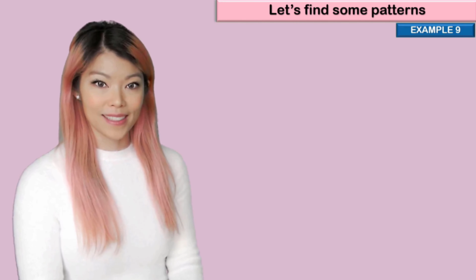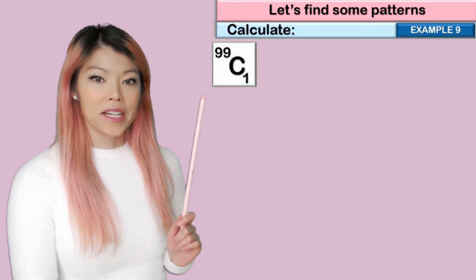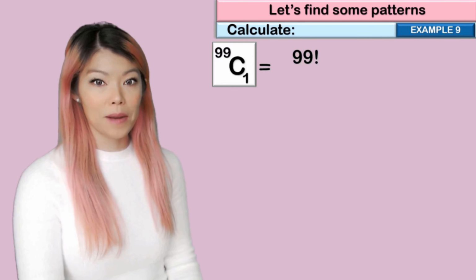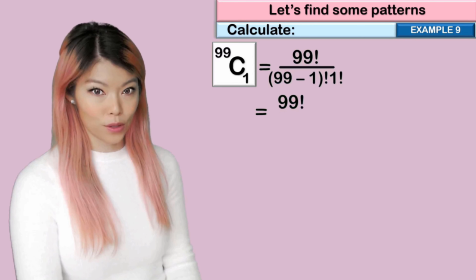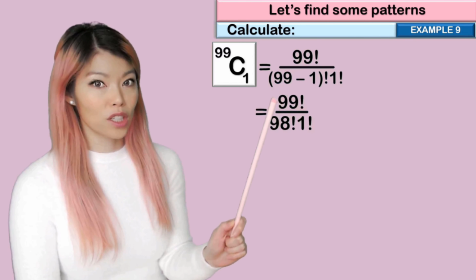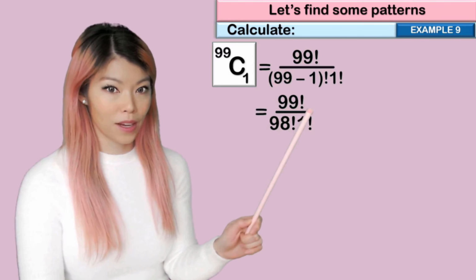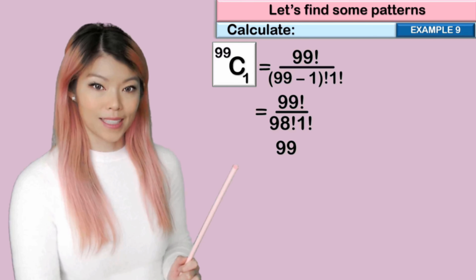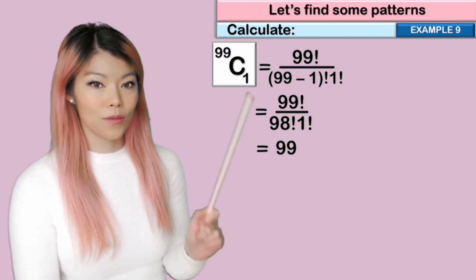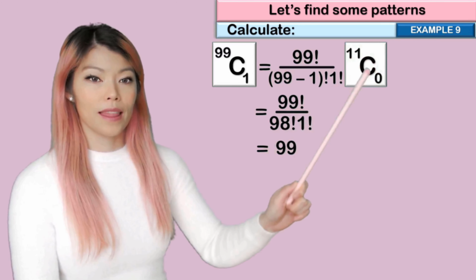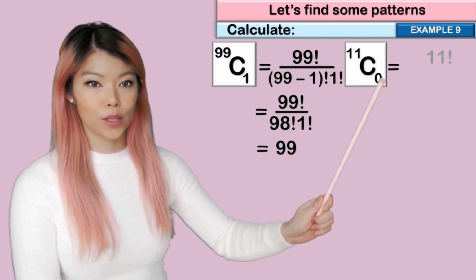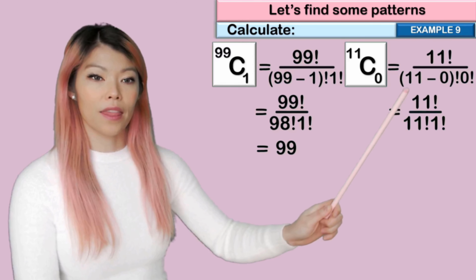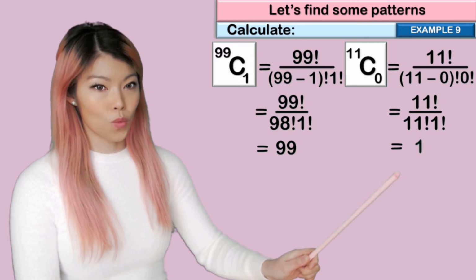Let's find some patterns. 99C1, what does that equal to? That would be 99 factorial over 99 minus 1, which is 98 factorial. And we know that 99 factorial is 99 times 98 factorial. So the 98 factorial will cancel out, and what are you left with? 99. So 99C1 is 99. What about 11C0? That would be 11 factorial over 11 minus 0, which is just 11 factorial. And 11 factorial over 11 factorial is 1.